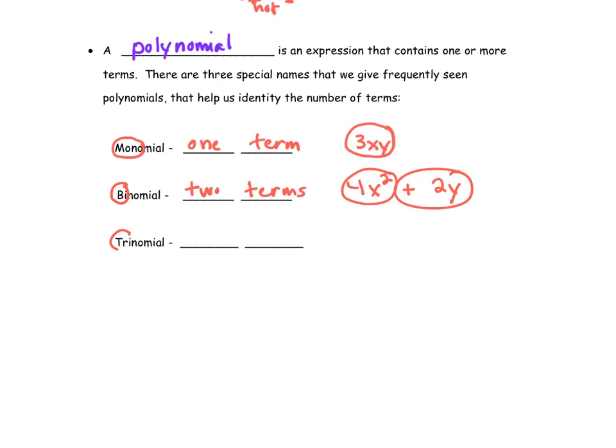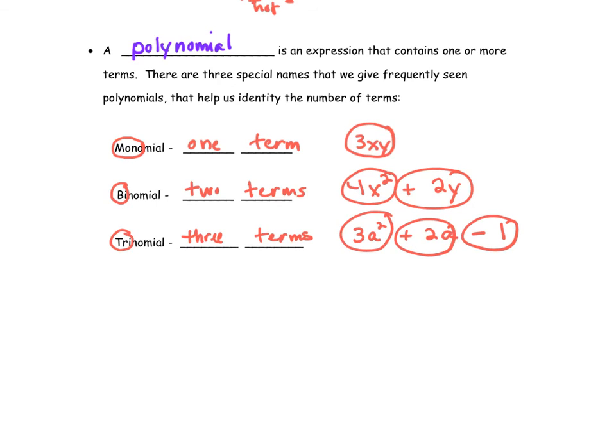And finally, tri, like a tricycle has 3 wheels, so a trinomial has 3 terms. And these are frequently seen. We might, for instance, have 3a squared plus 2a minus 1. So 1 term, separation with the plus, 2 terms, separation with the minus, 3 terms. So that I can check for understanding, would you please choose one of these three, monomial 1 term, binomial 2 terms, or trinomial 3 terms? Would you write one of these on your own?